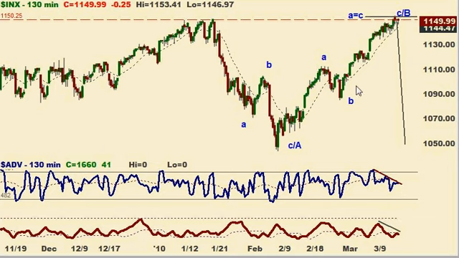Additionally, the equality in the ABC is a nice fit and a typical pattern. Within B, we can count 5 waves up: 1, 2, 3, possible triangle, 4, and then 5 up to a new high. The fact that it terminated just above the previous high in the S&P is a typical termination point for a B wave in a flat. So we would expect a C wave to take us down just below the bottom of A. But we'll have to watch that unfold, and as always, we'll take it one step at a time.